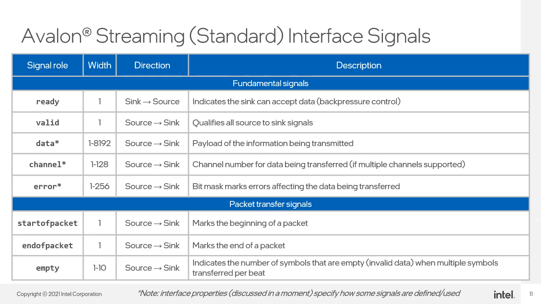For example, with a 32-bit data signal and a symbol size of 8 bits, on the final data transfer, when end of packet is asserted, if empty is set to 3, then the 3 least significant bytes of the 4 bytes transferred are empty. See the Avalon specification, linked at the end of this training, for a timing waveform example that illustrates the use of the packet transfer signals.